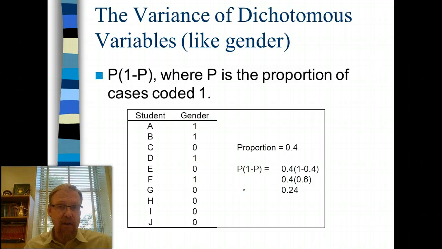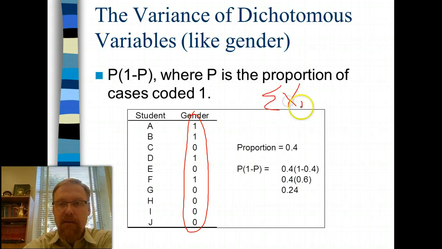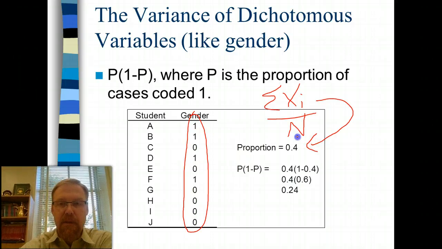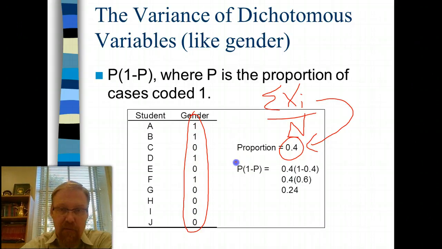And as a result, calculating the variance of dichotomous variables is different than calculating the variance of interval and ratio variables. And it's very simple. The proportion is simply we add all these scores up and divide by n. So it's the sum of xi divided by n. It's the mean. That for dichotomous variables will give you the proportion, for this set of scores that happens to be 0.4.